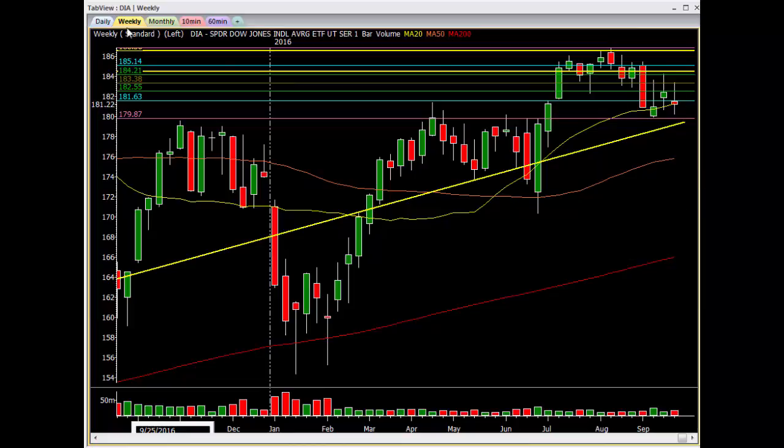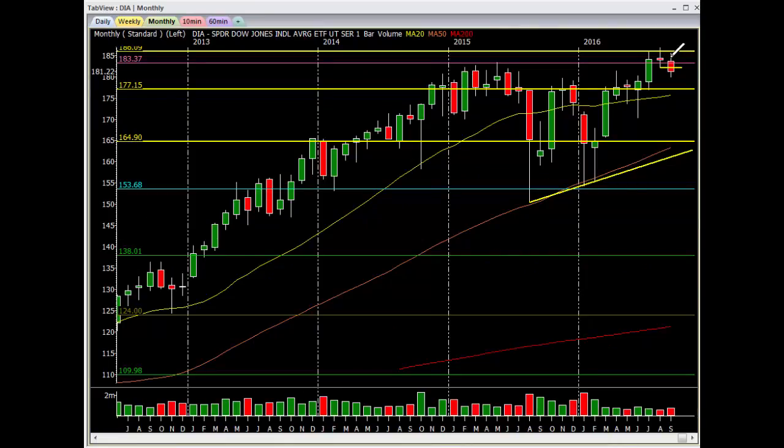But weekly chart, let's see where we close tomorrow. Monthly as well. Look at that. Monthly came right in. So we're going to know more tomorrow. So I could say it's going up or down. We'll wait for the close, and then we'll talk about the monthly tomorrow.